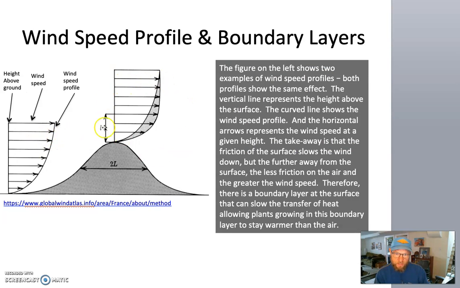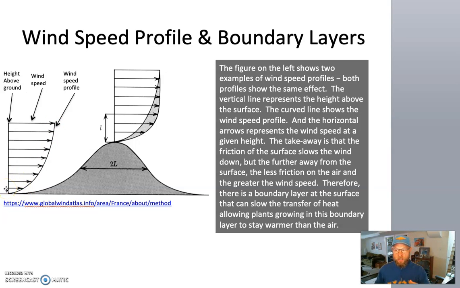These two diagrams here show what are called wind speed profiles. And so it's just how fast the wind is moving at different points away from Earth's surface. And so at the very bottom here is the wind speed at the surface. And then these horizontal arrows represent the wind speed at each of these heights. And so you can see that the wind speed is quite slow at Earth's surface and then increases the further away you get from that surface. And so these really low wind speeds allow a boundary layer to build up.